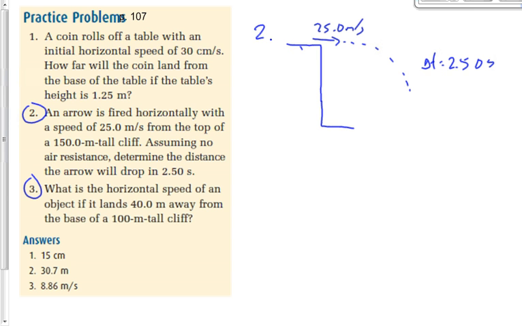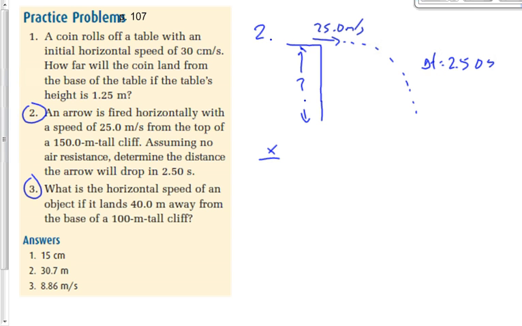The height of the cliff is 150, but I want to know how far it falls. It's not the total height of the cliff. It doesn't reach the ground, at least not necessarily. I just want to know how far it fell, maybe how close to the ground it got. All right, that's all we have, I think.